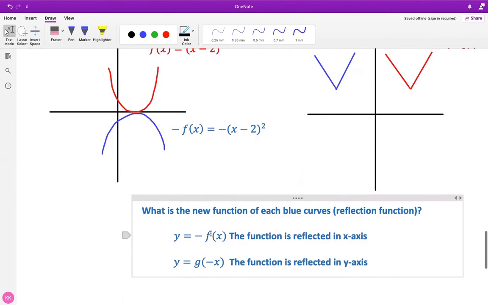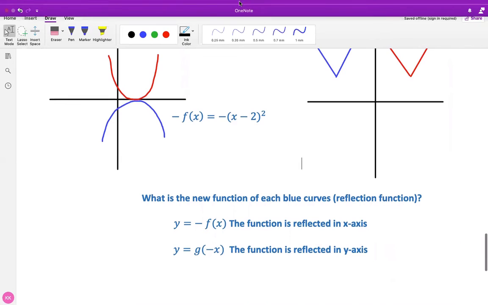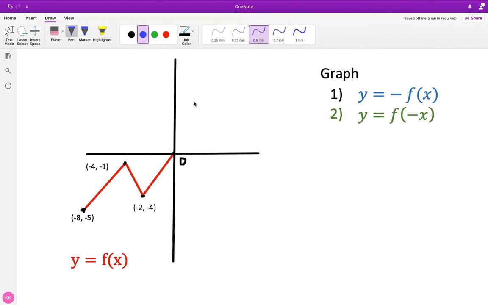So y equals negative f of x is a function that is reflected in the x-axis. And y equals g of negative x is the reflected image in the y-axis. This is what you need to know in this section. Let's do an example before moving on to the next topic.